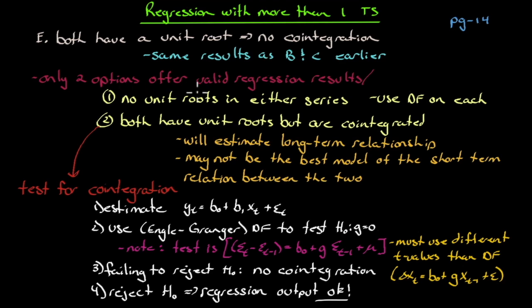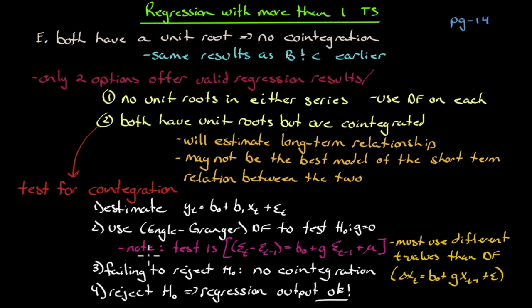So there are only two options that offer valid regression results. The favored one, number one, no unit roots in either series. We've used the Dickey-Fuller test on each. We found that result. We're good to go. We're clean. Nothing more has to happen. Two, both have unit roots but are co-integrated. Well, we know how we can find out if they have unit roots. We have the Dickey-Fuller test. But how do we test for co-integration?